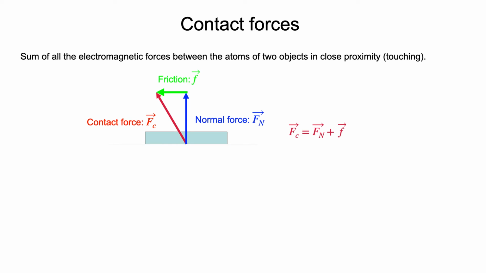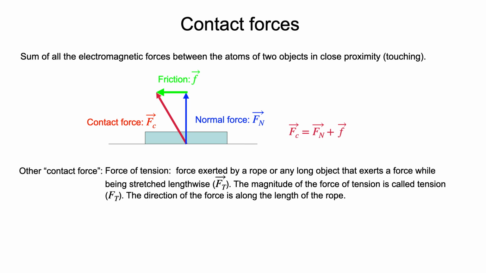We will pay special attention to contact forces where the contact is through surfaces that are planes. However, there are also other contact forces, in the sense that they are summations of electromagnetic forces without planes involved. The force of tension, for example, involves a stretched rope. Notice that the quantity called tension is the magnitude of the force of tension. We will label it Ft. The direction of the force of tension exerted on an object by a rope is along the length of the rope.